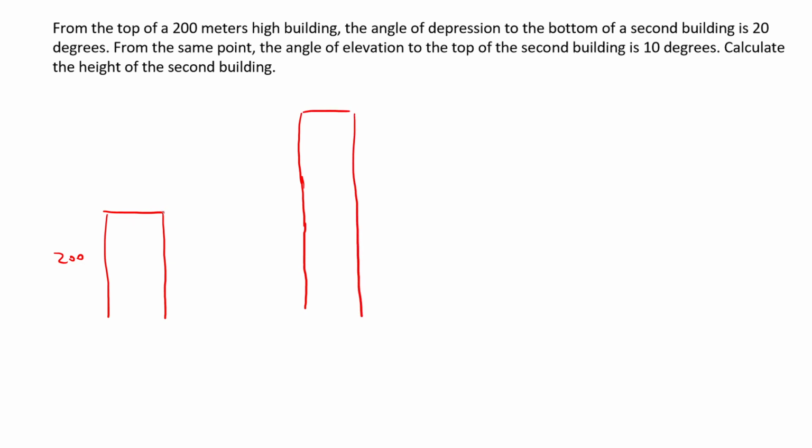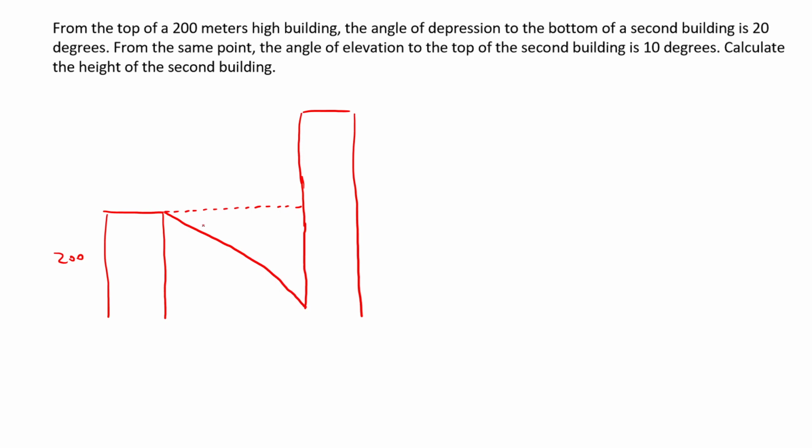All right, from the top of a 200-meter high building. So let's try a 200-meter high building. The angle of depression to the bottom of a second building. Okay, so there must be some building across the street. And I know it's going to be taller, so I'll draw that. Okay, so from here, how do we draw an angle of depression? We go from the horizontal.